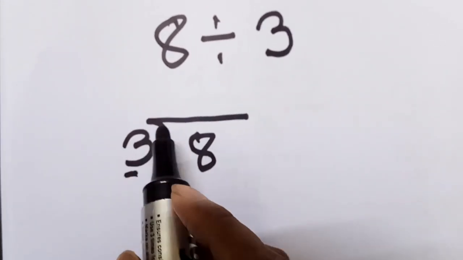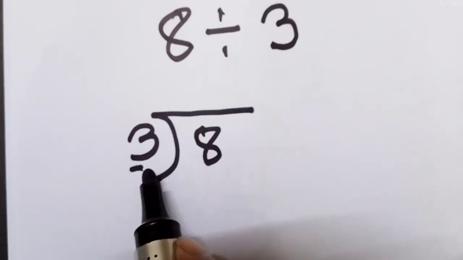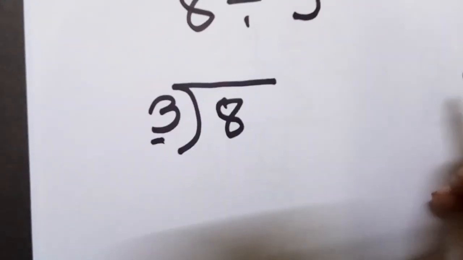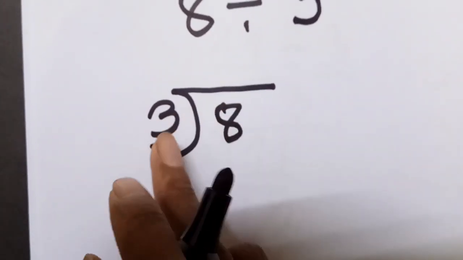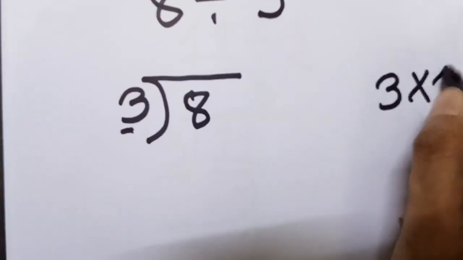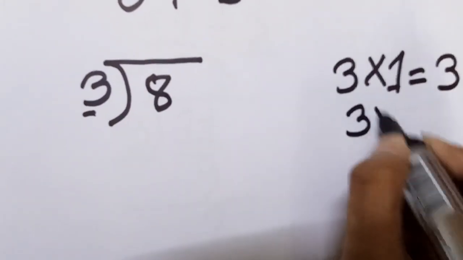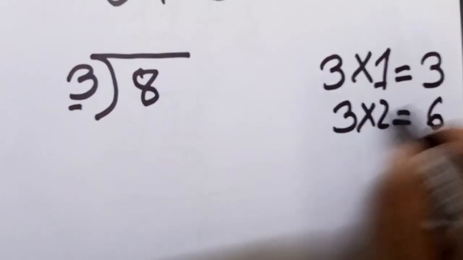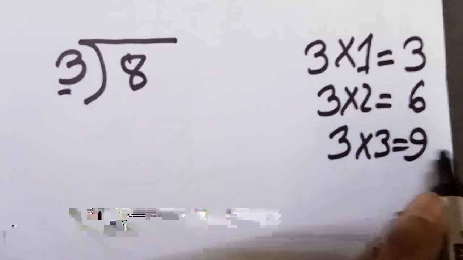Again we have to observe times table 3. Here 8 is a 1 digit number and 3 is a 1 digit number. That's why we don't have to choose how many numbers we have to take. We only have to observe times table 3. Let's write: 3 ones are 3, 3 twos are 6, 3 threes are 9.